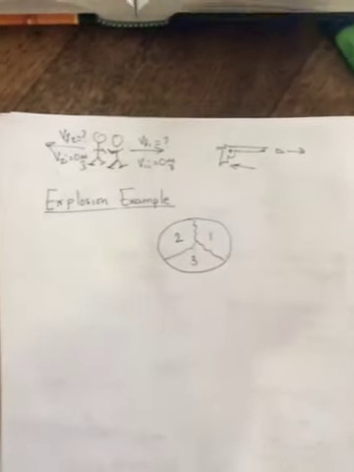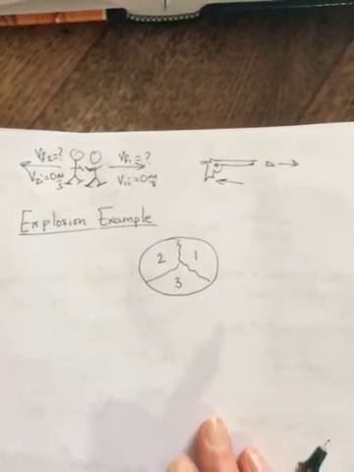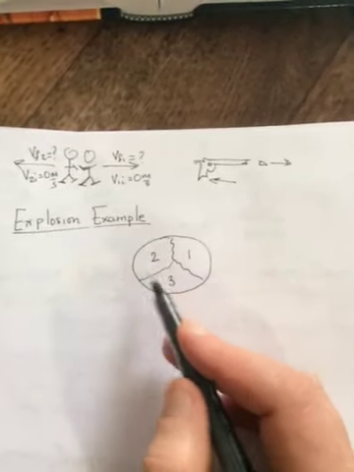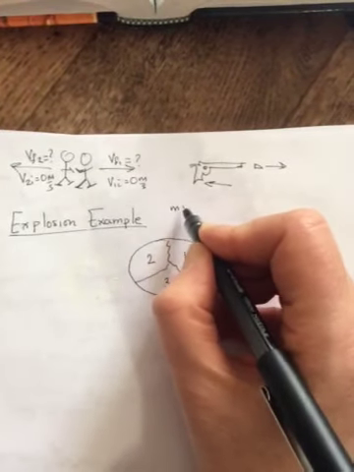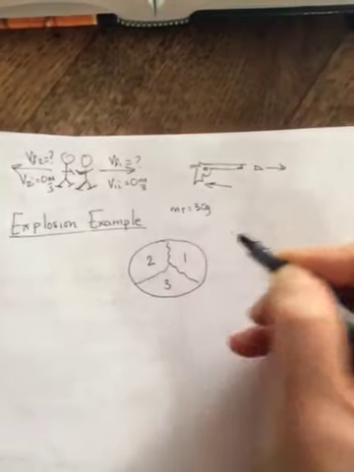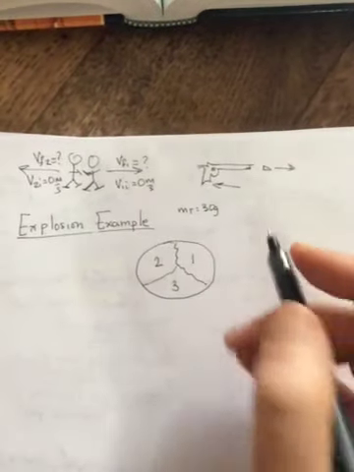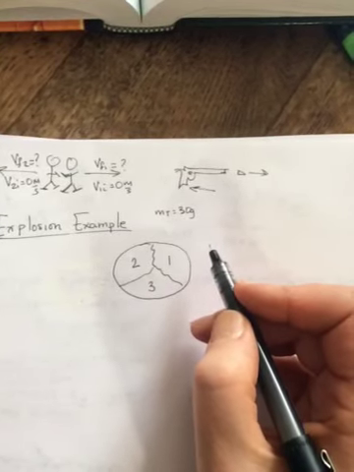Okay, so to pick up where the last video ended, I said we were going to do an explosion example. So we have a 30-gram object, so the total mass of the object is 30 grams, not 30 kilograms. That could kill someone if it exploded. So a 30-gram object explodes into 3 pieces.